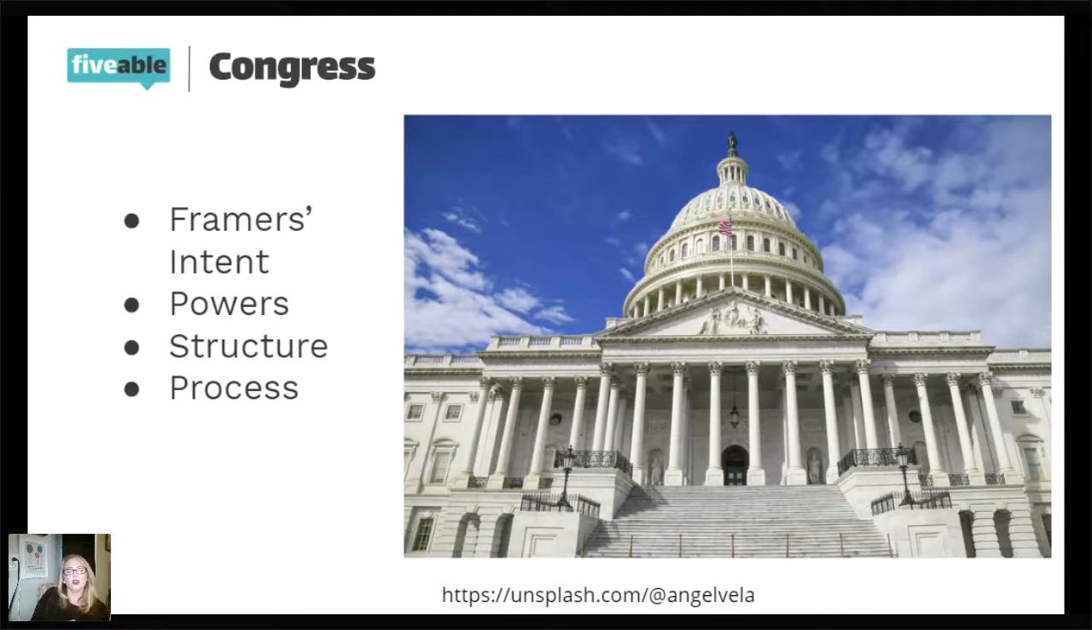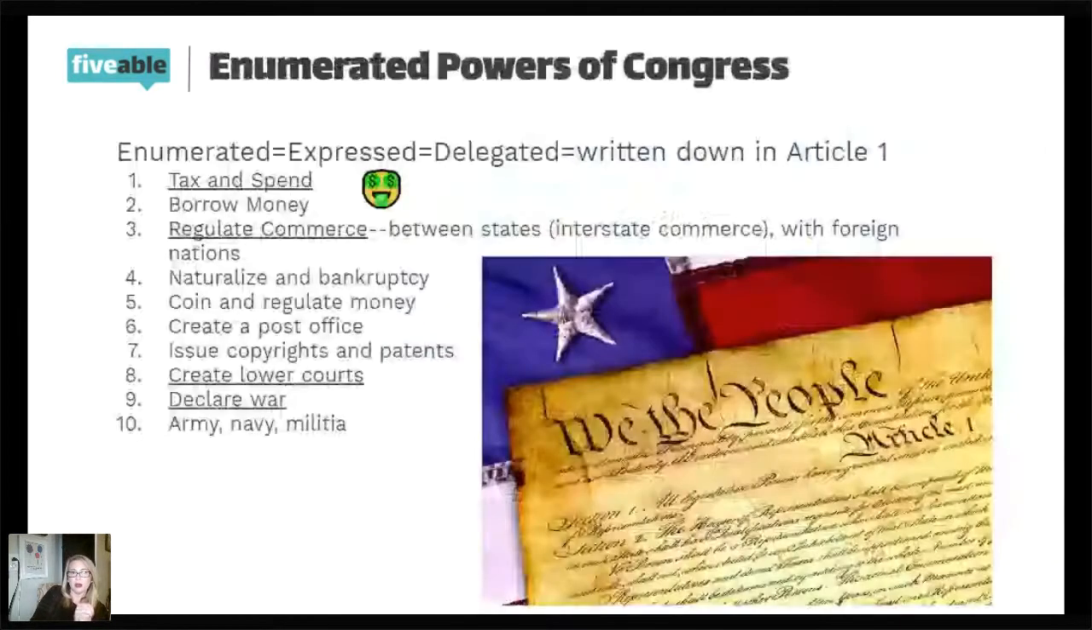Okay. So we'll talk more again about Congress's powers, how it's set up, and the process of how a bill becomes a law. So the enumerated powers of Congress are the expressed or delegated powers. You'll see those words interchangeably on the AP exam. So if you see enumerated, expressed, or delegated, they all mean the same thing. Those are the powers that were written down in Article 1. And if you look there at the list, most of those have to do with money.